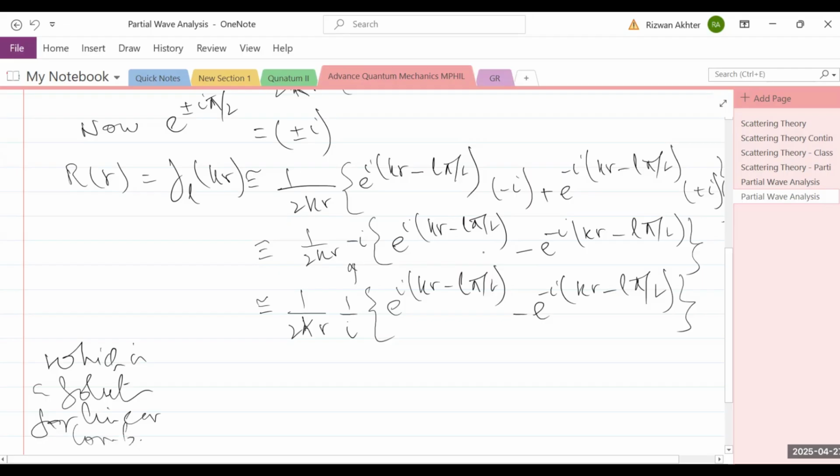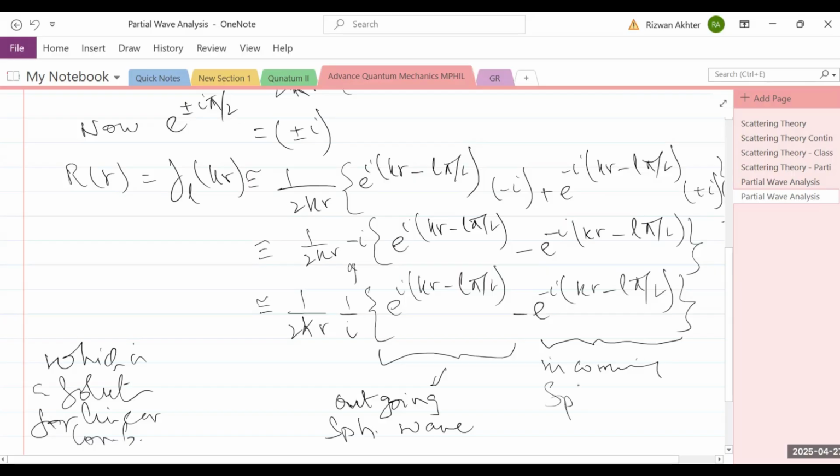Here this part, the first term, this term is in fact representing the outgoing spherical wave, and the second term is basically the incoming spherical wave. Yeah, so these are the two waves.